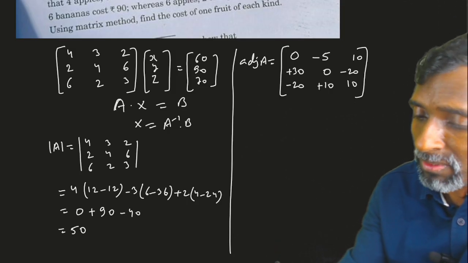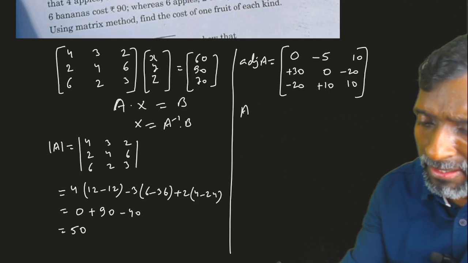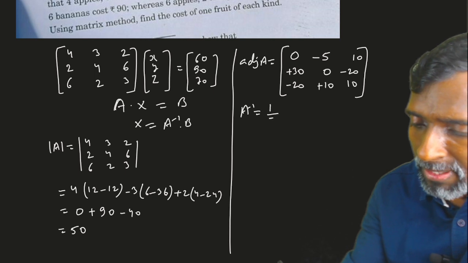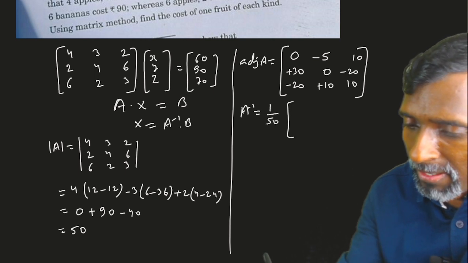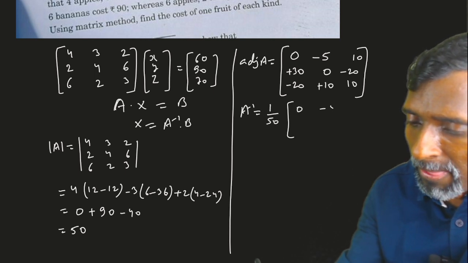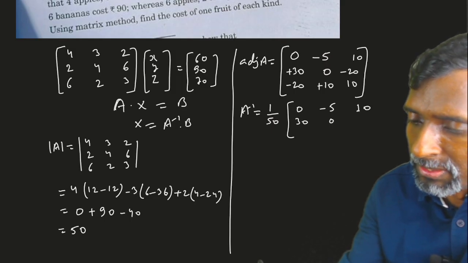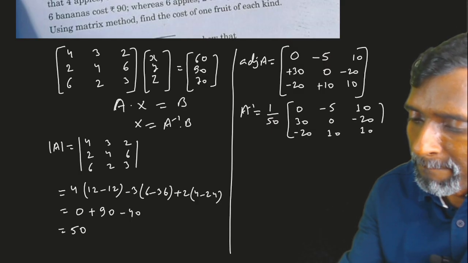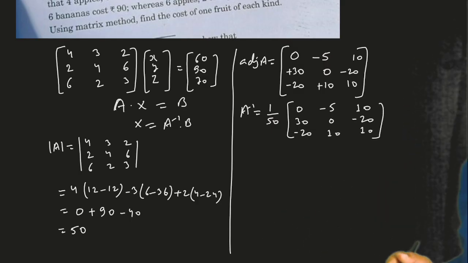Yes. So we got the adjoint, and now we can find the inverse. It is 1 by 50, 1 by determinant A, multiplied by the adjoint of A: 0, minus 5, 10, 30, 0, minus 20, minus 20, 10, and 10. Right? So we got A inverse.